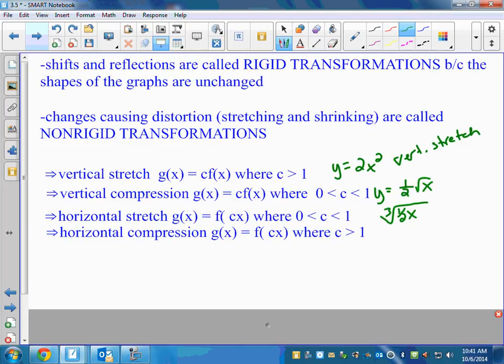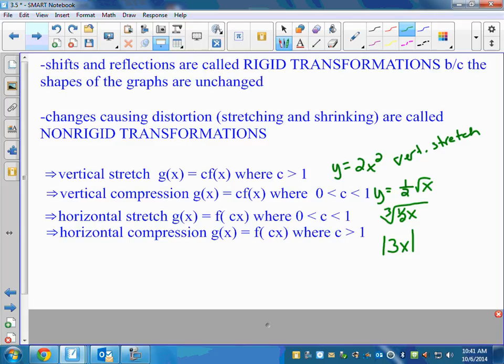And a horizontal compression is when you take your graph and kind of squish it in horizontally, and it's inside the function, so it would be like, what's another function? Oh, absolute value. I was trying to think of a different one besides x squared. The absolute value of 3x, it's inside the function, and it's bigger than 1.